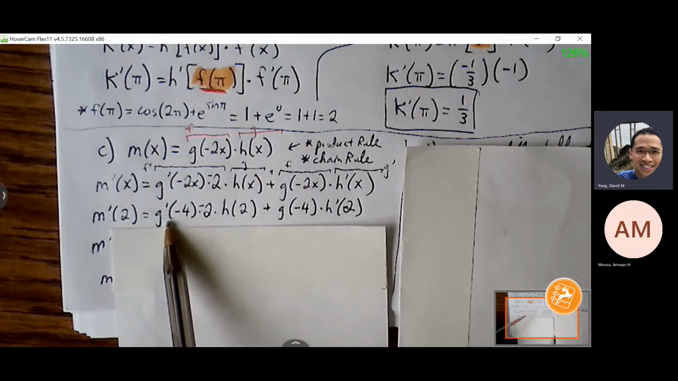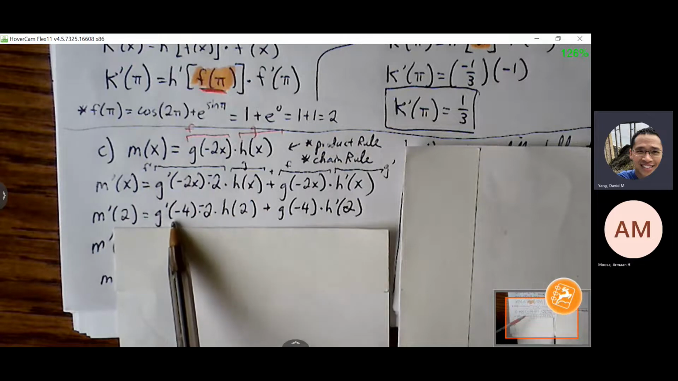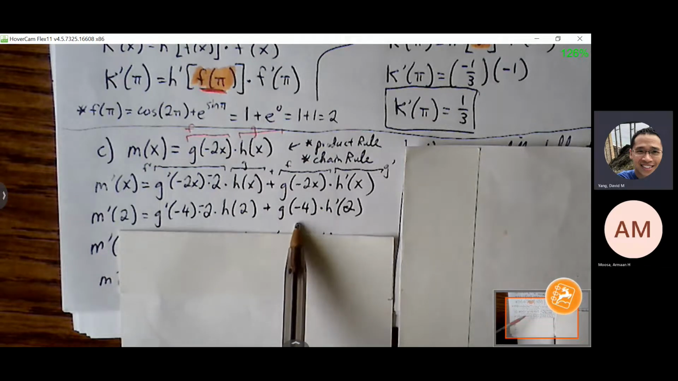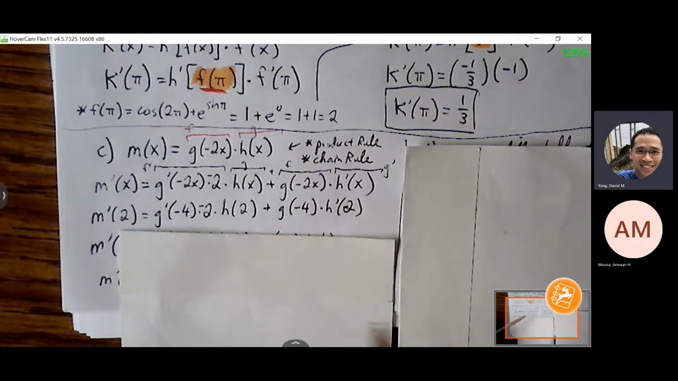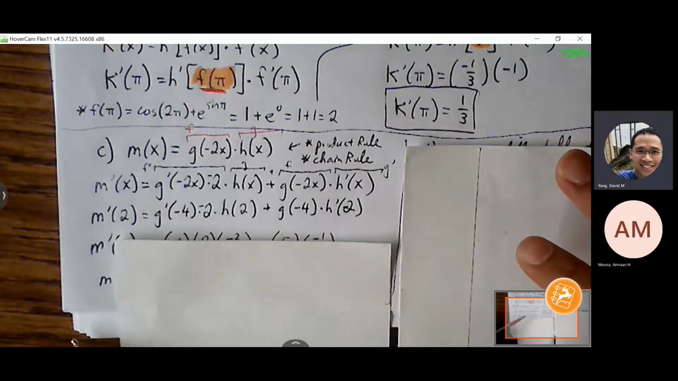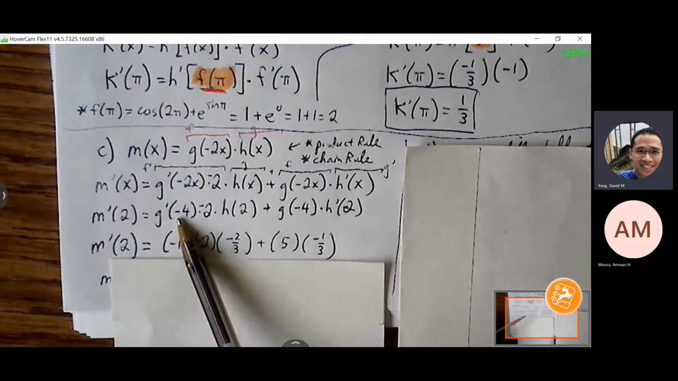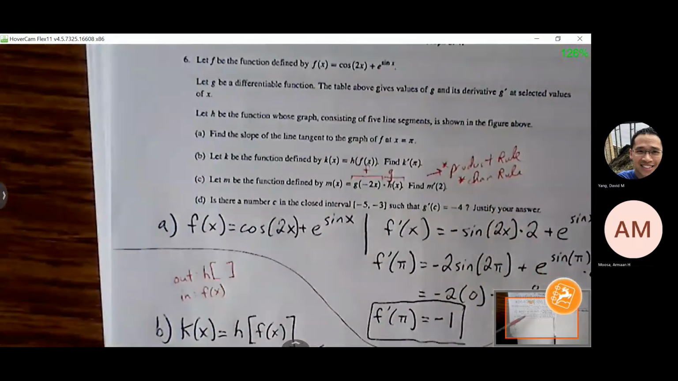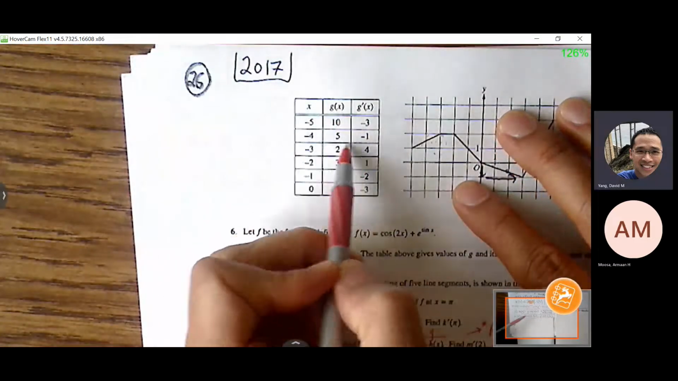G prime of negative 4, that's just going to be from the table. H of 2 is just an ordered pair, a y value from the h graph. G of negative 4 is a point from the table that we can gather. And h prime of 2 is the slope of the h graph at 2. Okay, piece by piece here, g prime of negative 4 from the table, we can see that's equal to negative 1.